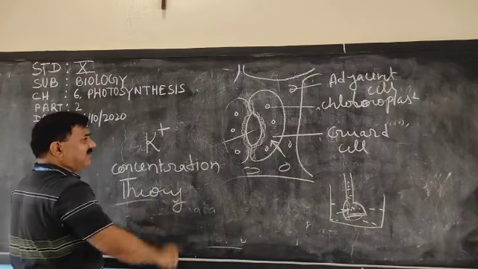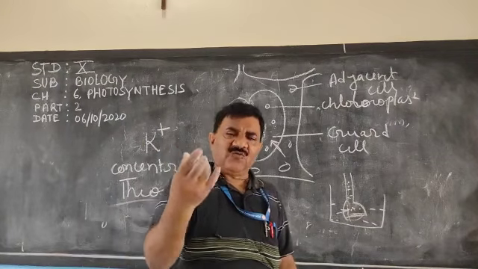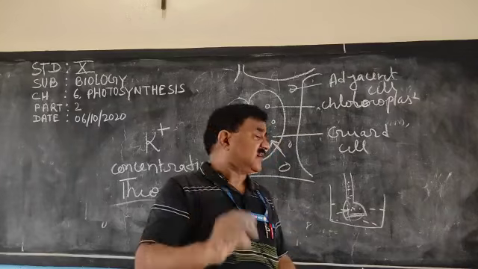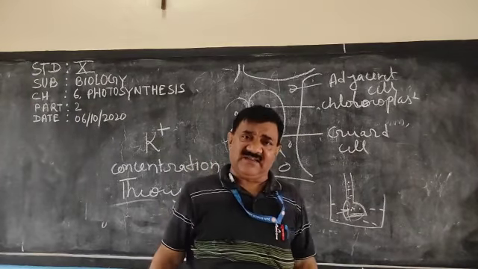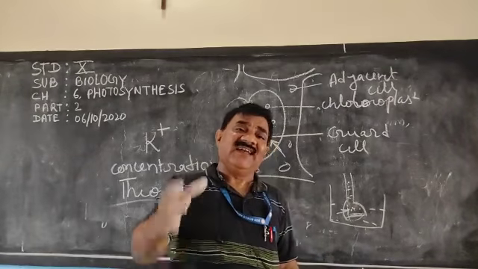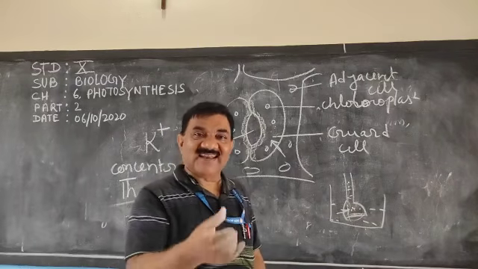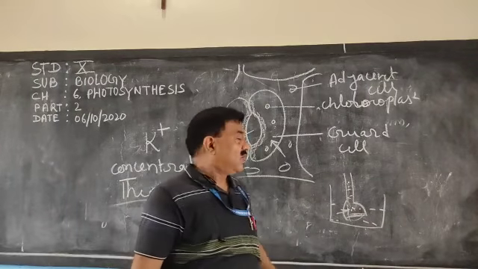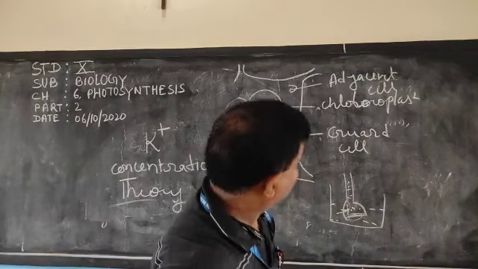What is potassium ion concentration theory? Stomata will only open when the turgidity of the guard cell is increased. The guard cell will become turgid when it absorbs water. But two theories are related to absorption of water. One is sugar concentration theory and the other is the potassium theory.